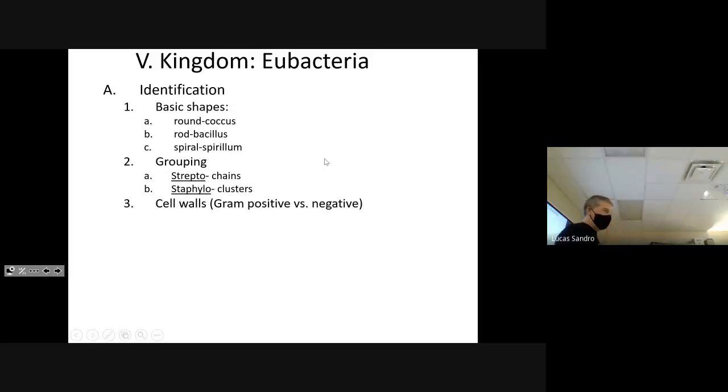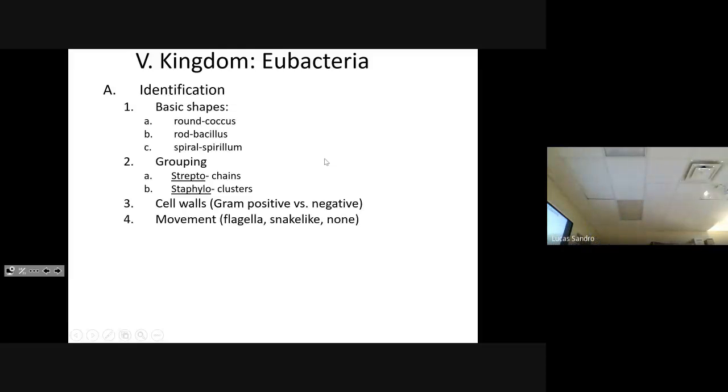If it has thin cell walls, the stain will get in and it'll turn the bacterium purple. That's gram-positive. If the cell walls are thicker, it won't get in all the way and it'll only turn pink. And that's important because if the cell walls are thin, they're easy to kill. And if they're thick, they're harder to kill. So how to treat that bacterium, that's something you want to know.